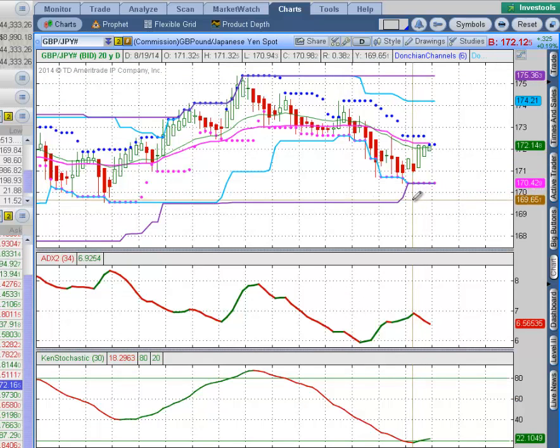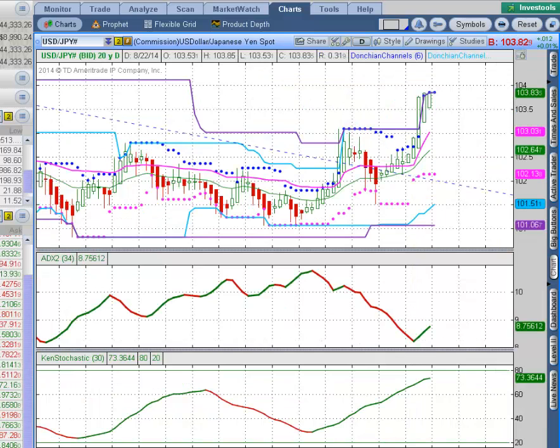This pair continues to move in a sideways pattern. The last pair we'll look at is the US dollar yen. It had been in a long-term downtrend channel and a little over a week ago broke out. This would be a bullish trade.